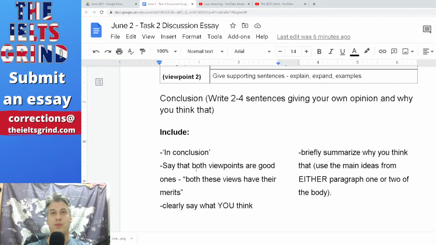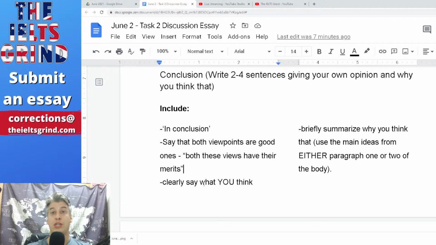Say that both viewpoints are good ones. There's a good phrase for this where you say both these views have their merits, or both these views are valid. So this is quite an academic way of saying, you know, it's a good argument, but I just favor this argument. You're not saying the other people are stupid and I'm clever because I think this. We don't do that in academic essays. So this is a nice little way of doing that, to make it a little bit more balanced, a little bit more academic, okay?